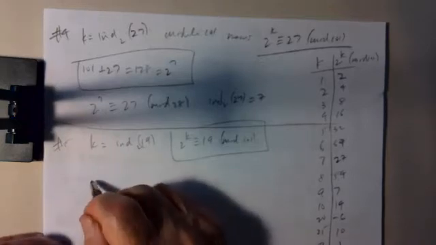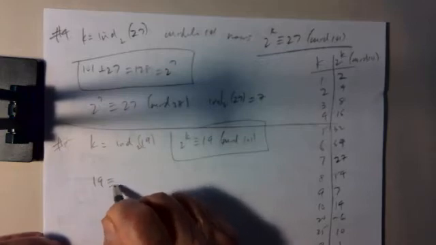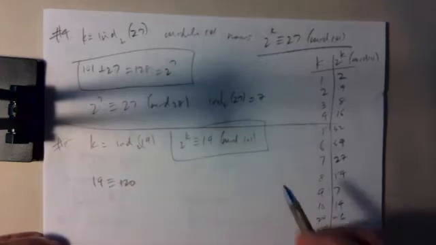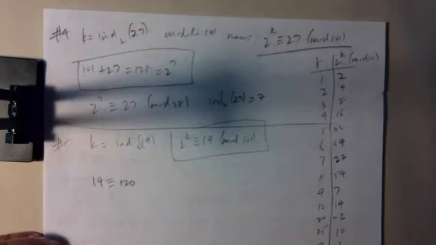So 19 is congruent to 120 mod 101. Is that right? I think so. Yeah, that's correct.